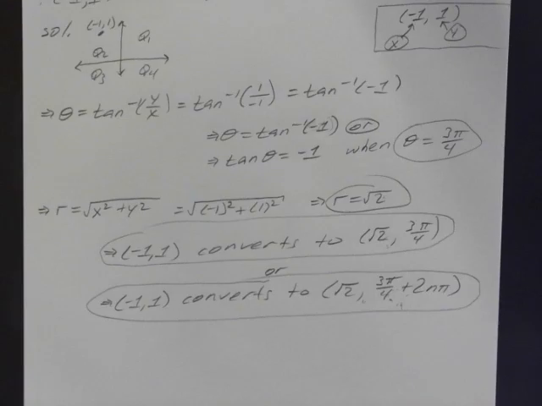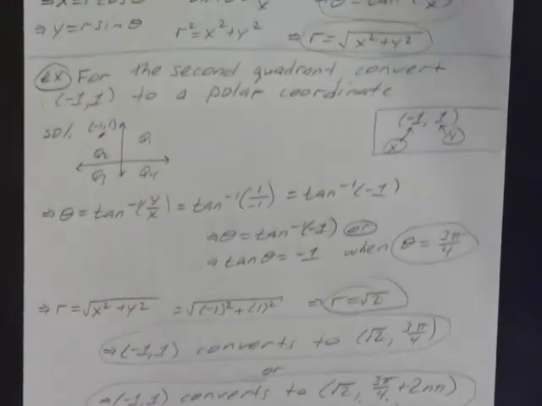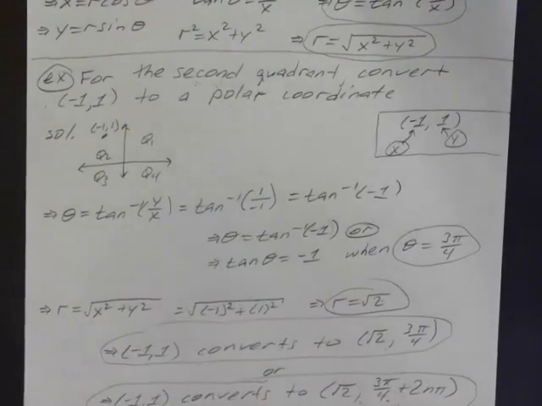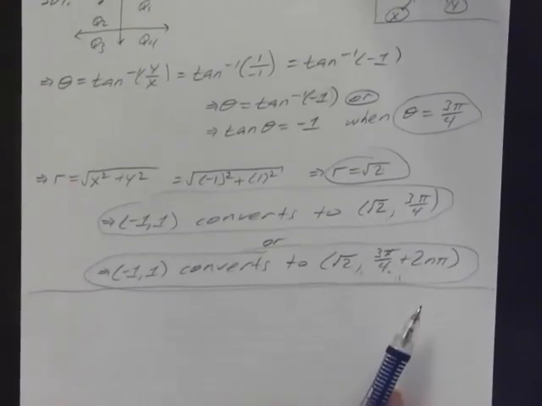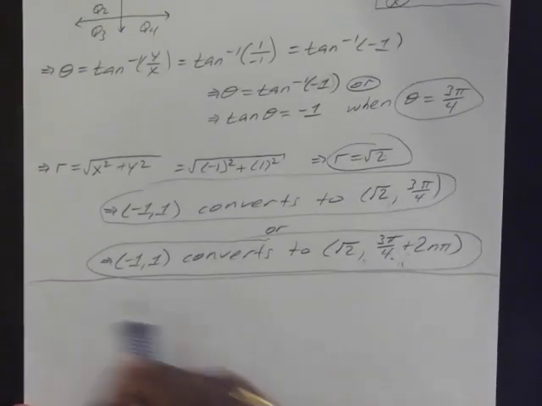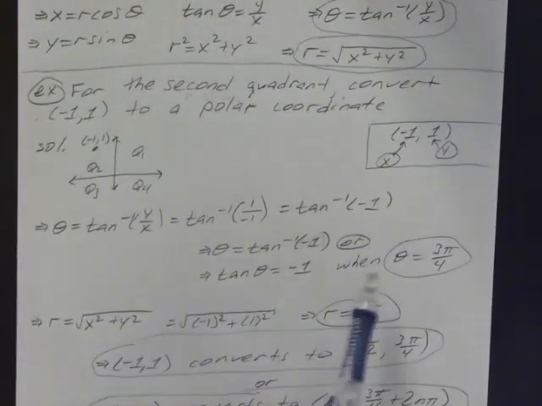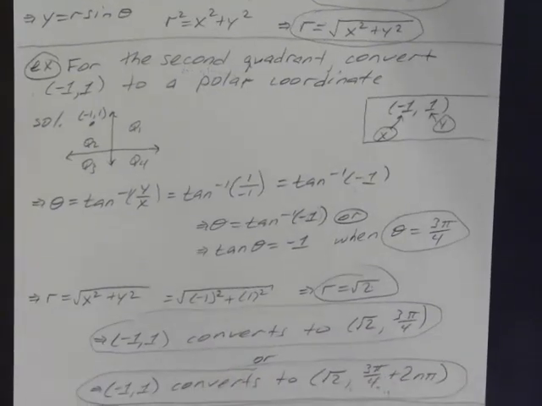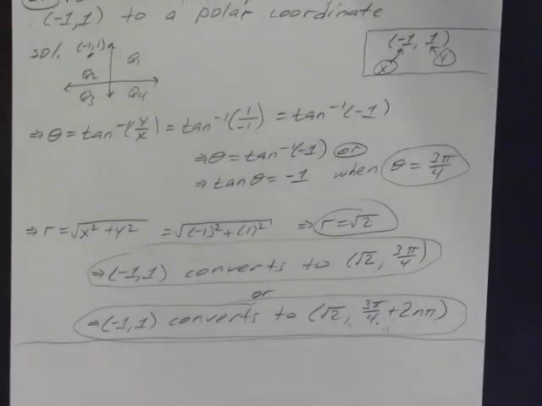All right, so any questions on that one? Okay, so let's take a quick look back up. Why was that second quadrant so important? Because without the second quadrant, we could easily just say tangent of -1 is in the fourth quadrant. We can make x equal 1 and y equal -1, and you'll still end up with tangent of -1.